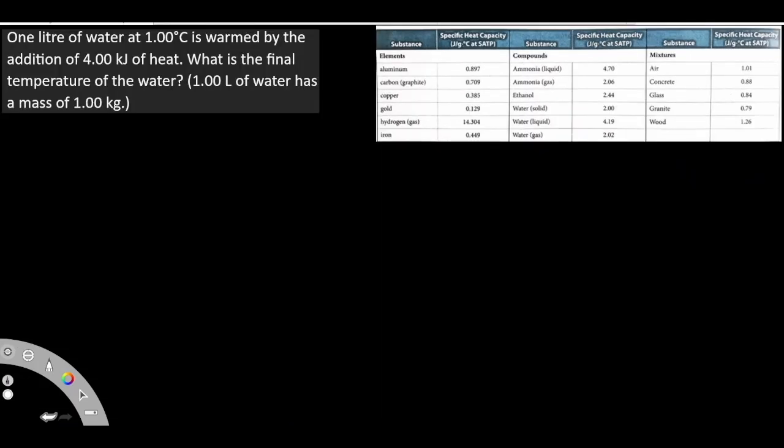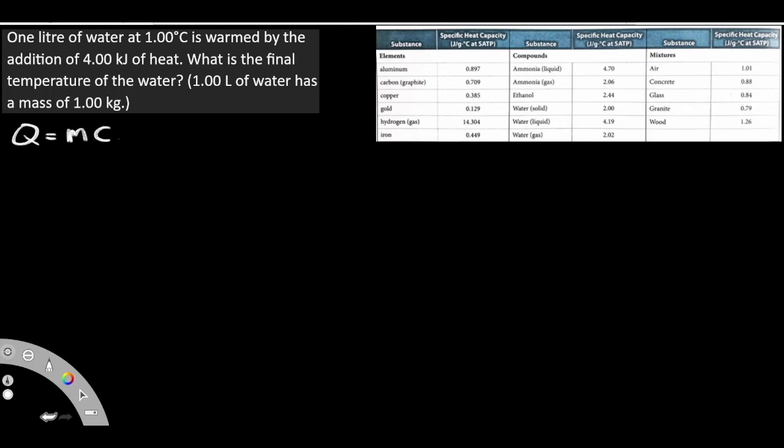Next question. 1 liter of water at 1 degree Celsius is warmed by the addition of 4 kilojoules of heat. What is the final temperature of the water? Remember here that 1 liter of water has a mass of 1 kilogram. How are we going to start this off? First, we need to look at our formula, at what we need to have on file here.